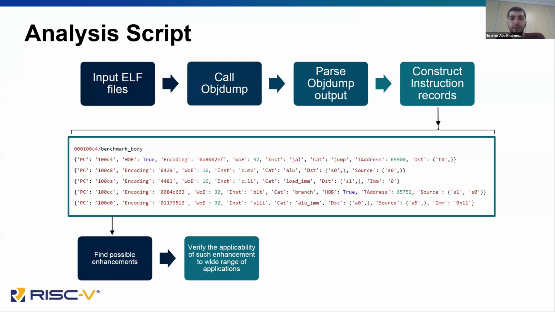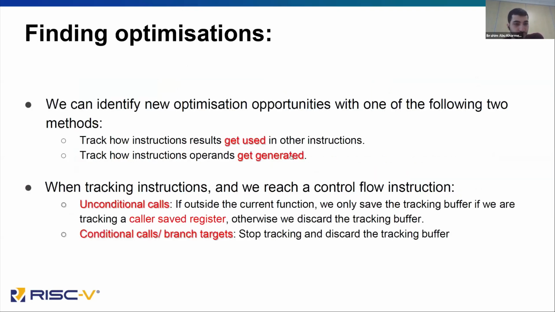Then it constructs an instruction record, which is really a parsed disassembly and various flags to indicate where control flow changes. After that, we can use this parsed structure to figure out possible enhancements, be it toolchain enhancements or new instructions. And then we can use the same structure to rewrite it and figure out the gains from these enhancements or new instructions.